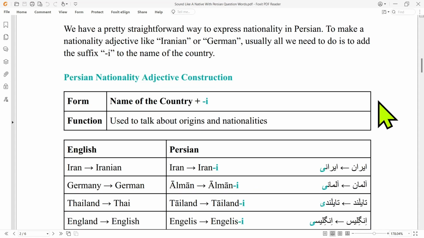We have a pretty straightforward way to express nationality in Persian. To make a nationality adjective like Iranian or German, usually all we need to do is to add e to the name of the country. So for Iranian, we take the name of the country Iran and we add e to it, Irani. Germany in Persian is Alman. So for German, we have Almani. For Thailand, we have Thailand. So for Thai, we have Thailandi. And England in Persian is Engelis. So for English, we have Engelisi.